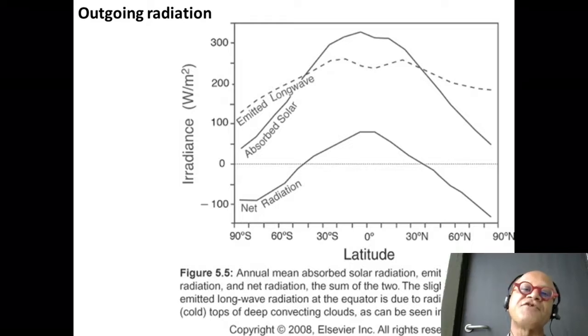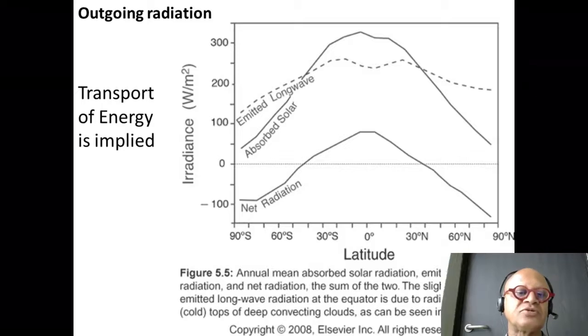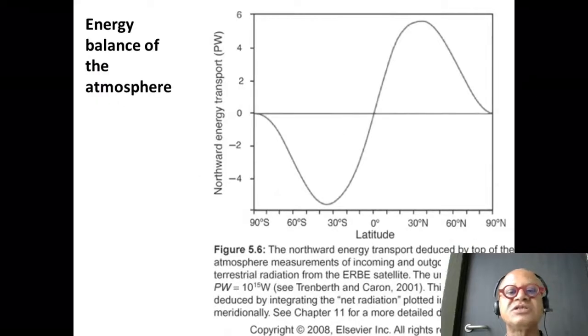Once you have the atmosphere in motion, that's going to drag the ocean as well. And we'll see that the ocean also has another mode of circulation driven by density differences, as opposed to just being dragged by the winds. So you can look at these curves and figure out how much energy has to be moved towards the poles in each hemisphere. Very simple: excess energy has to be moved into these regions of deficit energy. So transport of energy is implied, and here is a calculation.